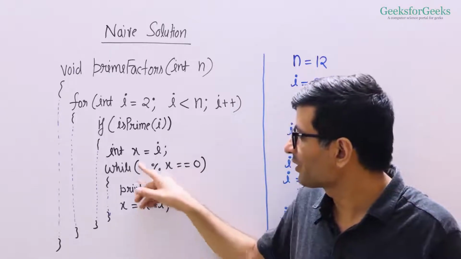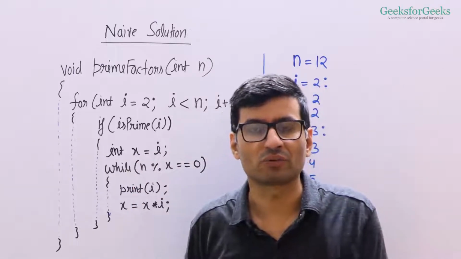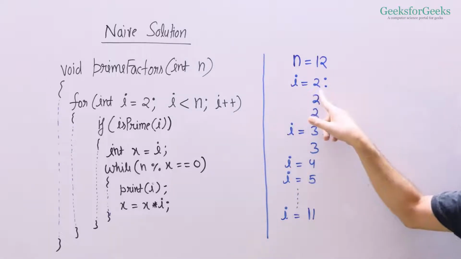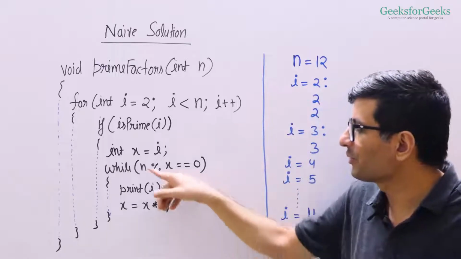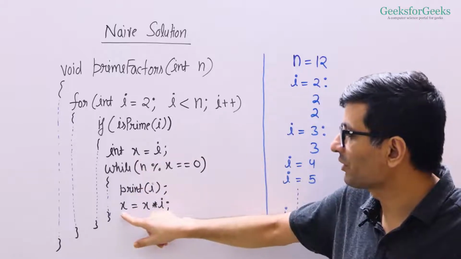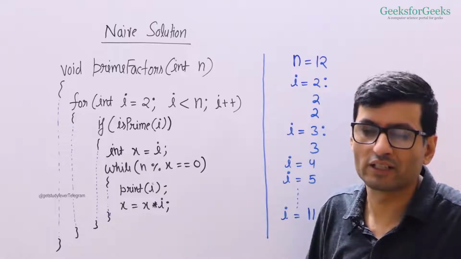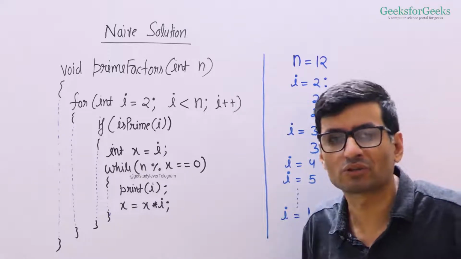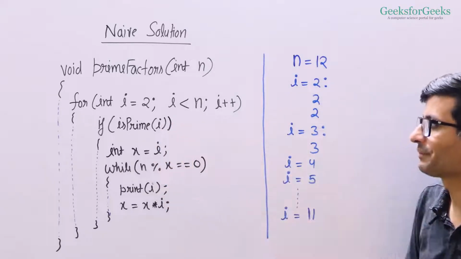Now why are we using another variable x? Because multiple powers of i can also divide n. For example, n is 12 here, right? 2 divides n and 4 also divides n. So for those cases, we are using another variable x. We are initializing it with i, and then we are doing x equal to x into i. We are taking the next and next power of i. And if the next power also divides, we print i one more time. If the next to next power also divides, we print i one more time. That's the idea we have in this implementation.